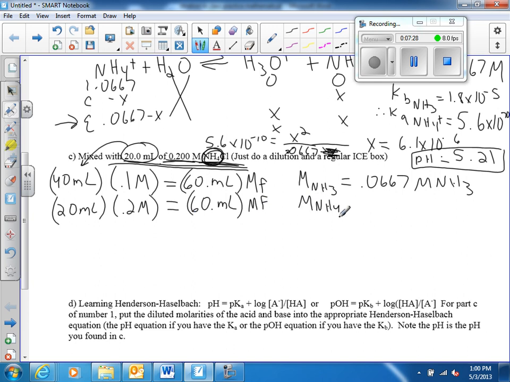So the molarity of the ammonium is going to be, let's see, 1/3 of 0.2. Oh, it's also 0.0667 molar, but that's NH4+. So now I need an ICE box. I had a Ka and I have my Kb. It really doesn't matter which reaction you use as long as you use the correct version of your K, your equilibrium constant. So I'll do my ammonia reaction with my Kb.